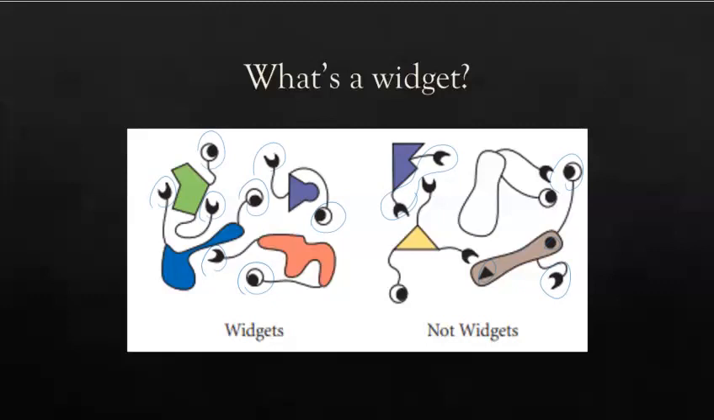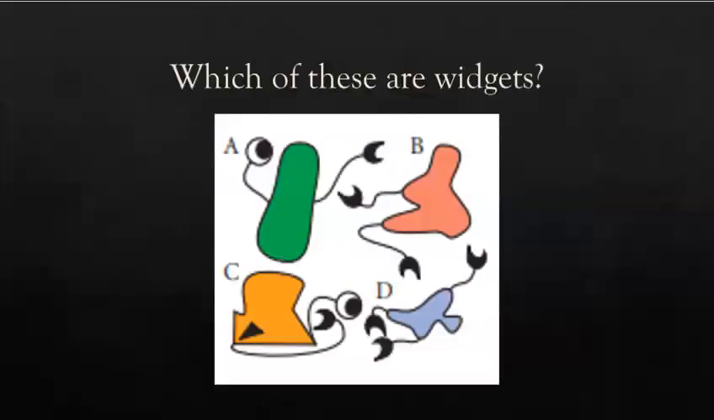So now that we know what our definition of a widget is, which of these are widgets? Based on our definition, B has two claws, so that's not it. D has three claws and no eyeball, so that's not it. C has one claw and one eyeball, but something else inside. A has one claw, one eyeball, and nothing but color inside. So A is our only widget.